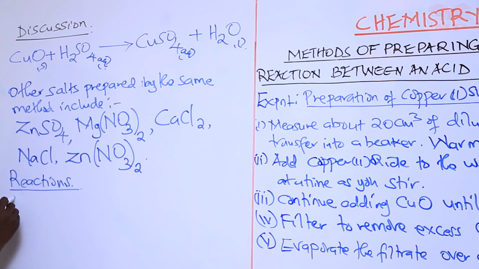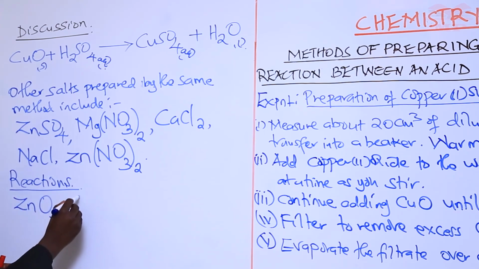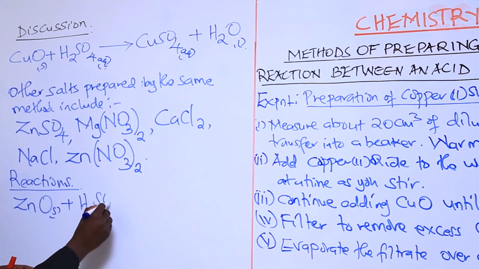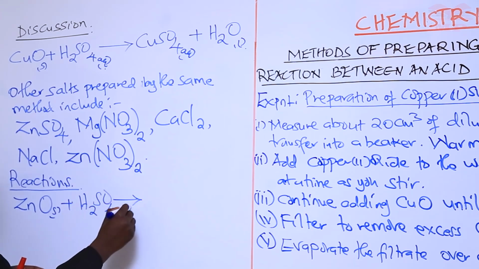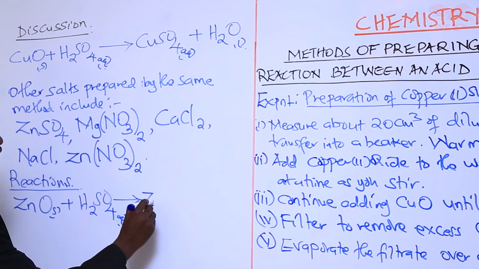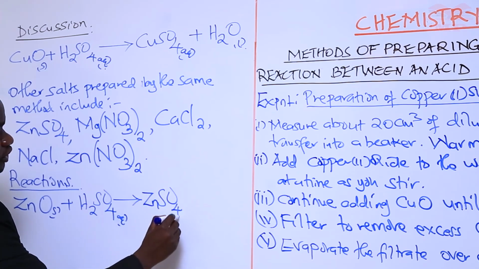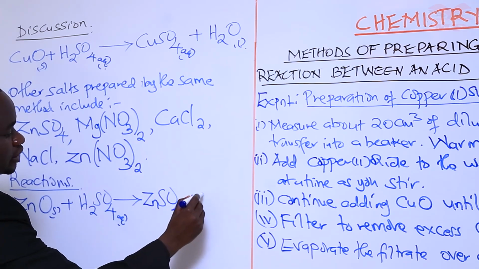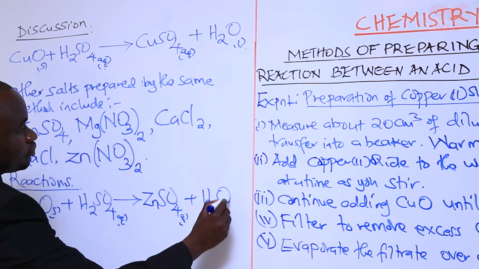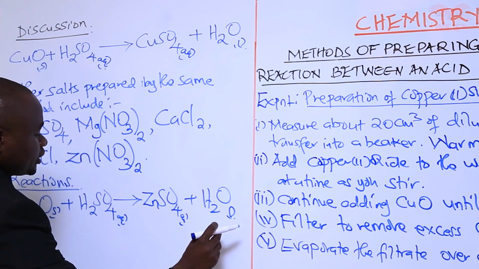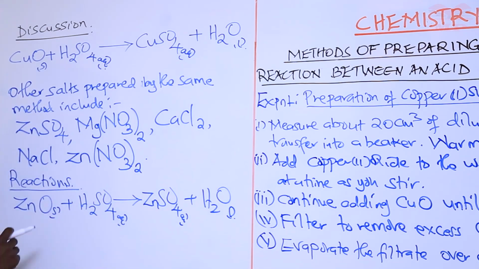So the first one, we are reacting zinc oxide with sulfuric acid. Zinc oxide reacts with sulfuric acid. Remember, sulfuric acid is dilute, so we put aqueous. We shall get a salt, and that salt is called zinc sulfate, plus water. So we get two products. You can balance. If you check, it's already balanced.